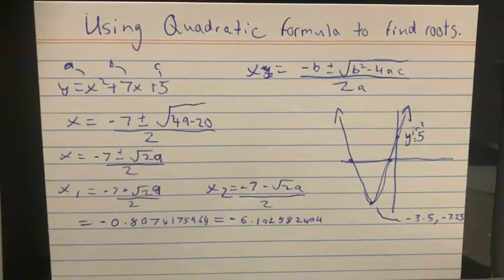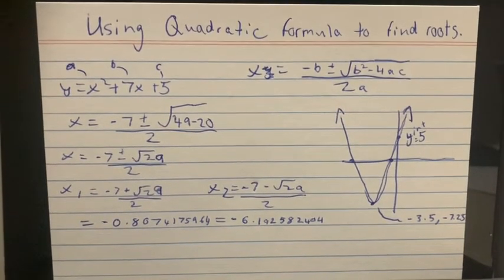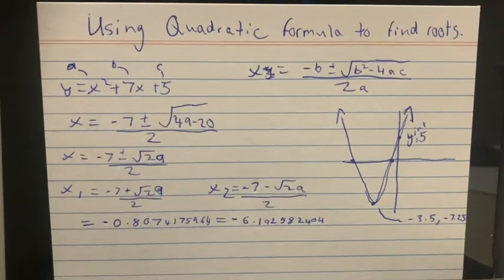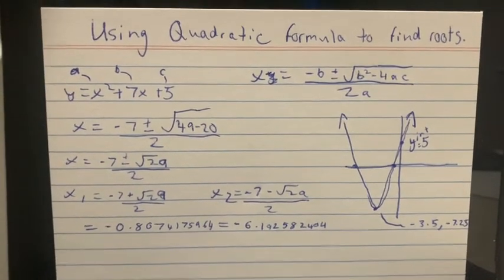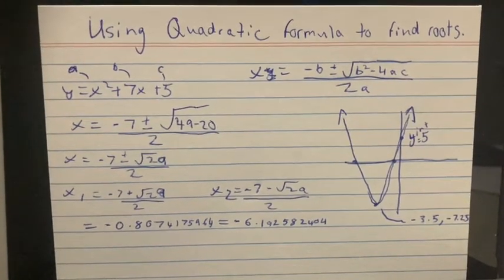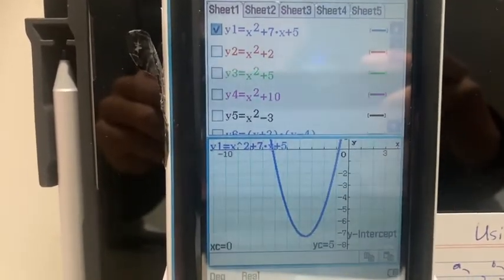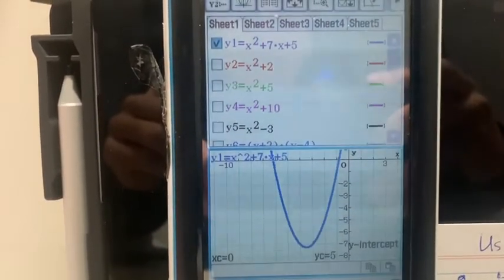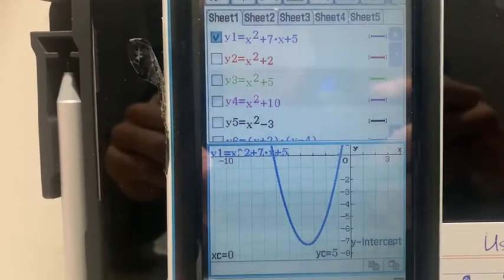Looking at the equation y equals x squared plus 7x plus 5, you can use the quadratic formula, which is x equals negative b plus or minus the root of b squared take 4ac, all over 2a. In this case, a is 1, b is 7, and c is 5. Therefore, you just put it in the equation, you get x equals negative 7 plus or minus the root of 49 take 20, all over 2.